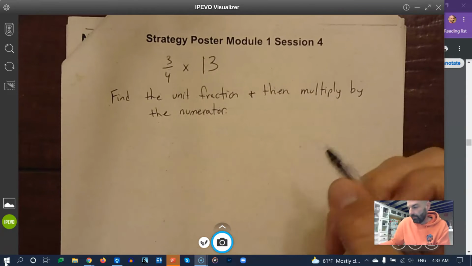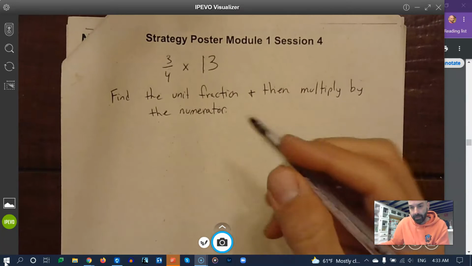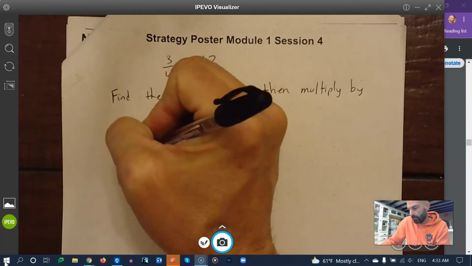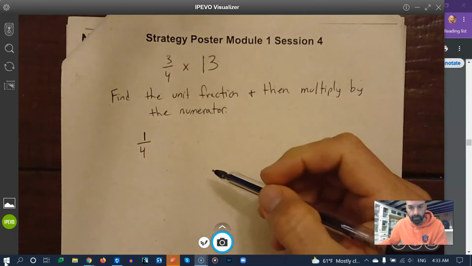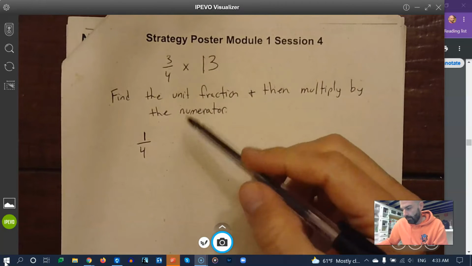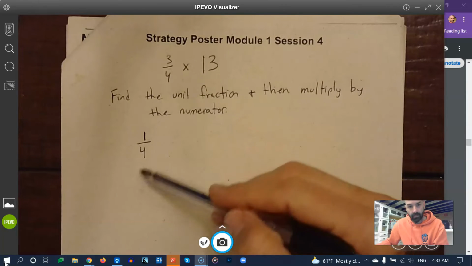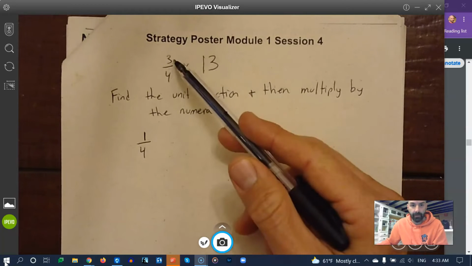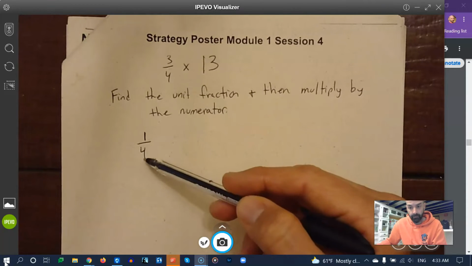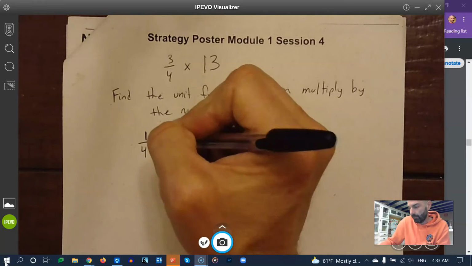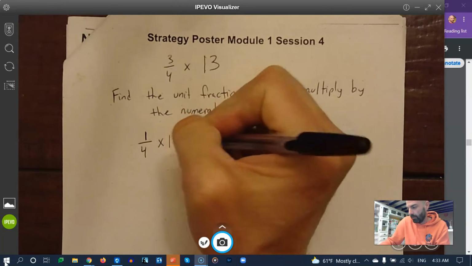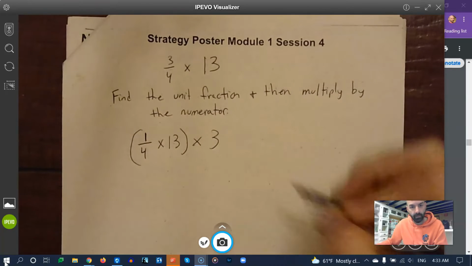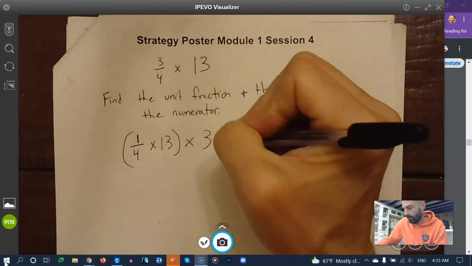All right, here we go. So one thing we can do is find the unit fraction and then multiply by the numerator. So remember, unit fraction is anything with 1 in the numerator. And we can do that because all fractions are made up of unit fractions. 3/4 is made up of 3 1/4. So we can find 1/4 of 13 and then multiply it by 3, which is the numerator.